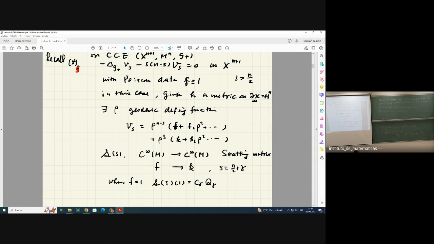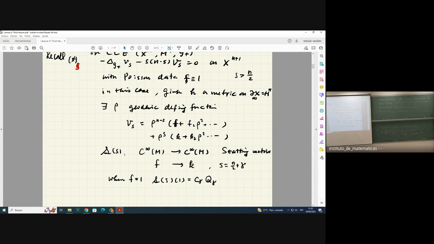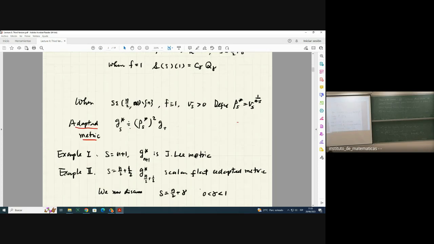And yesterday I talked about a special choice of f. When f is identically equal to 1, then the function Vs stays positive. And then I choose the particular defining function to be Vs to the 1 over n minus s power, and then the metric Gs is rho s squared times G plus. That's called the adapted metric. So this is a family of metrics.